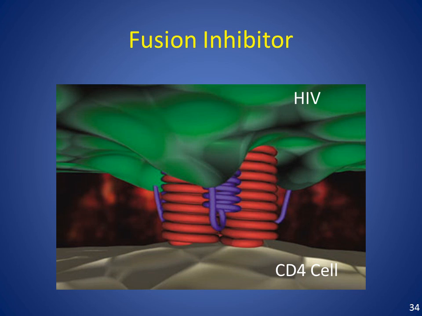On this slide, you can see the HR2 component in purple has been coiled up along the HR1 component in red. The coiling of these two components together then reels the HIV in close to the CD4 cell, where it can then fuse and empty all its contents.